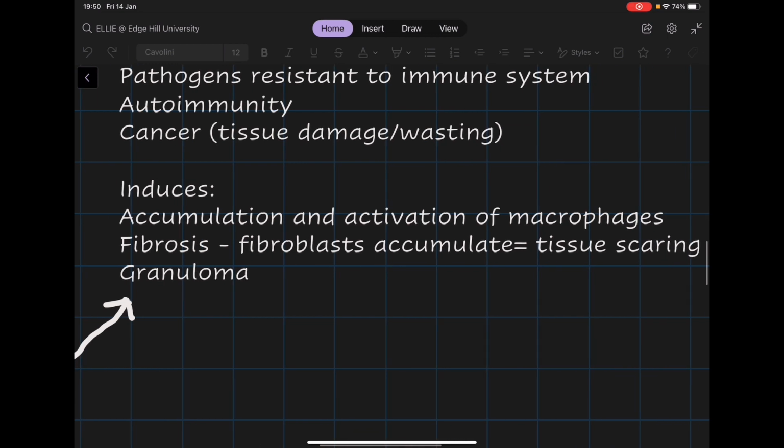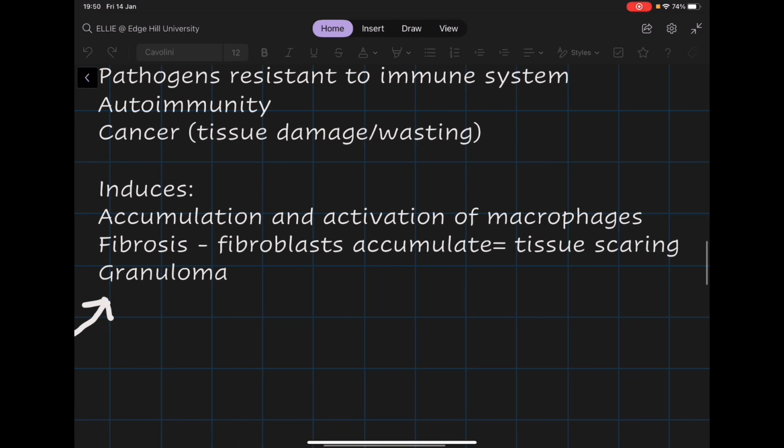The chronic inflammation can also lead to further complications, so it can cause an increased amount and an increased activation of macrophages because the inflammation is going on for a prolonged period of time. And also fibrosis, which is tissue scarring due to an accumulation of fibroblasts, and a granuloma.